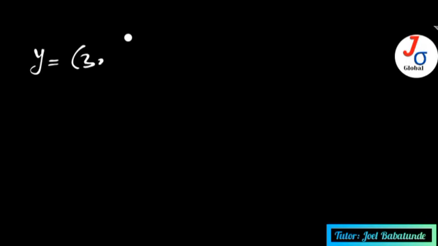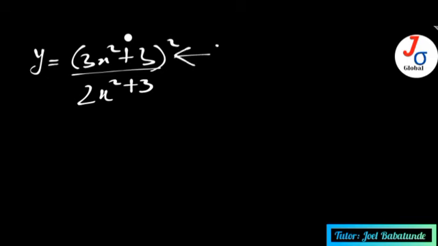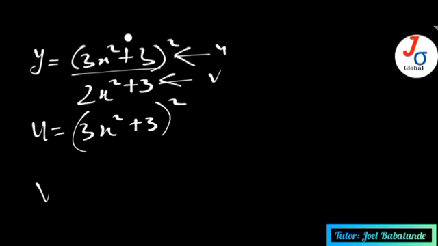And let's do another example. Let's say we have y equals 3x squared plus 3, all squared, divided by 2x squared plus 3. Now this is going to be our u and this is going to be our v. So our u is 3x squared plus 3 all squared, and v has to be 2x squared plus 3. So what's my du/dx?